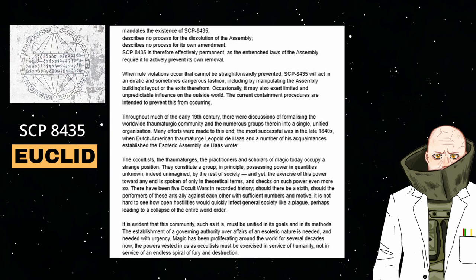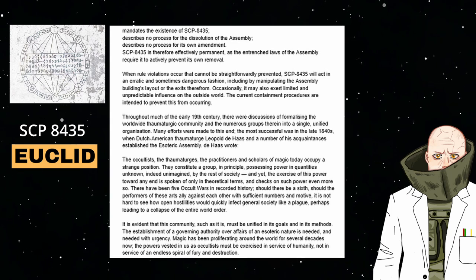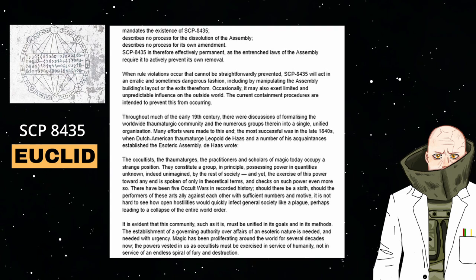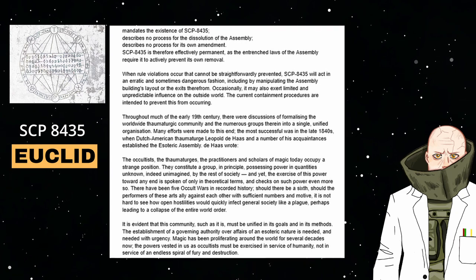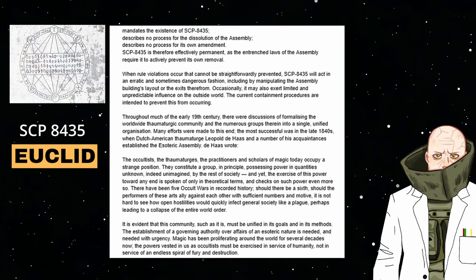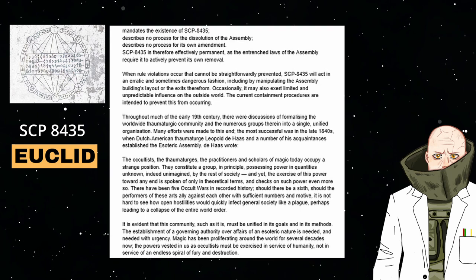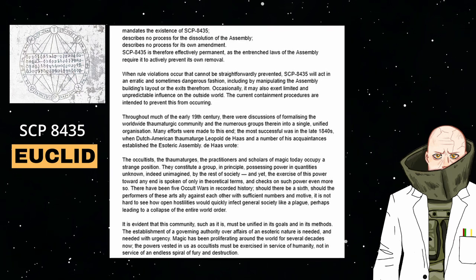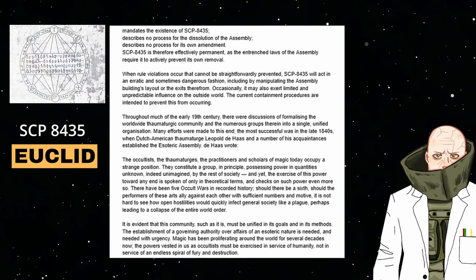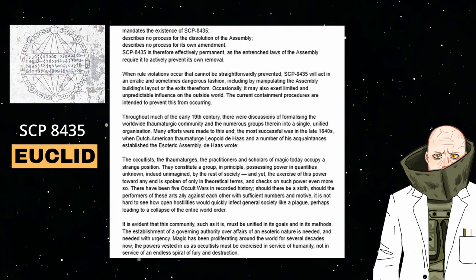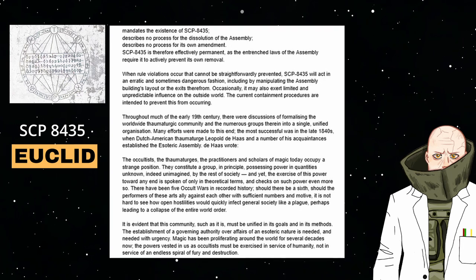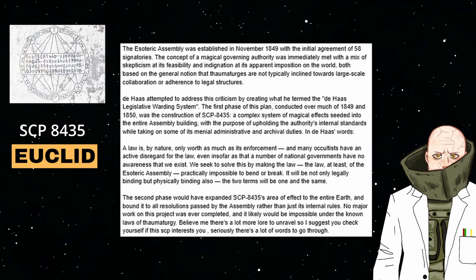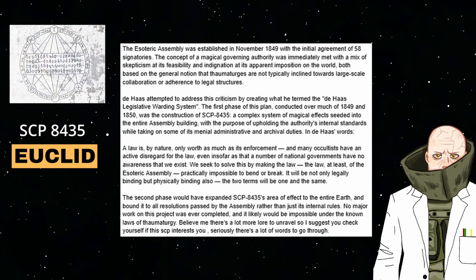It is evident that this community, such as it is, must be unified in its goals and its methods. The establishment of governing authority over affairs of an esoteric nature is needed, and needed with urgency. Magic has been proliferating around the world for several decades now. The powers vested in us as occultists must be exercised in service of humanity, not in the service of an endless spiral of fury and destruction." The Esoteric Assembly was established in November 1849 with the initial agreement of 58 signatories.